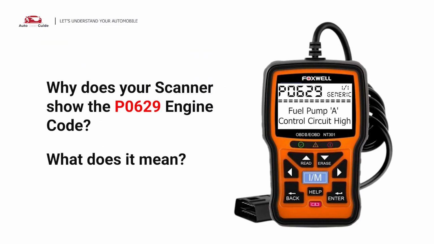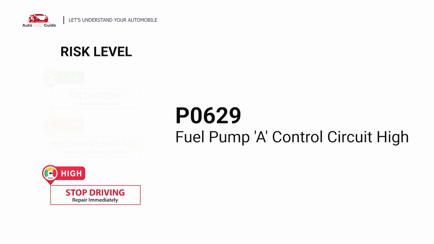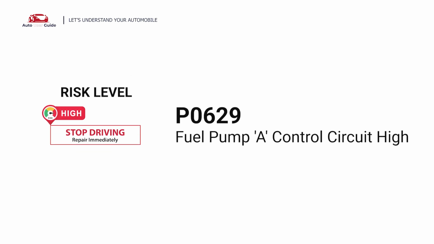Why does your scanner show the P0629 engine code? What does it mean? P0629 is a diagnostic trouble code for fuel pump A, control circuit high.